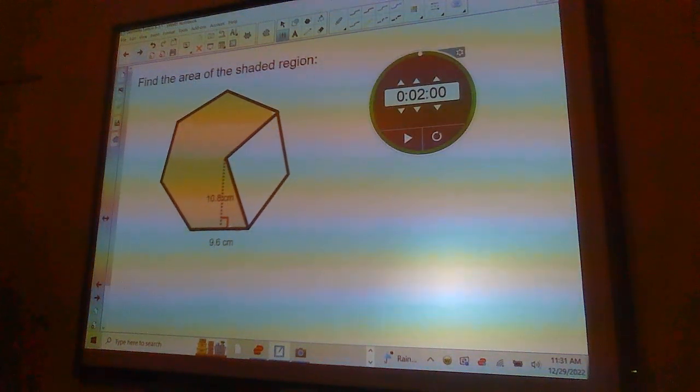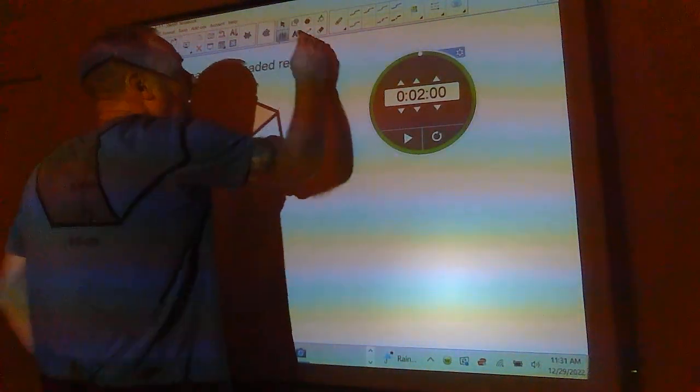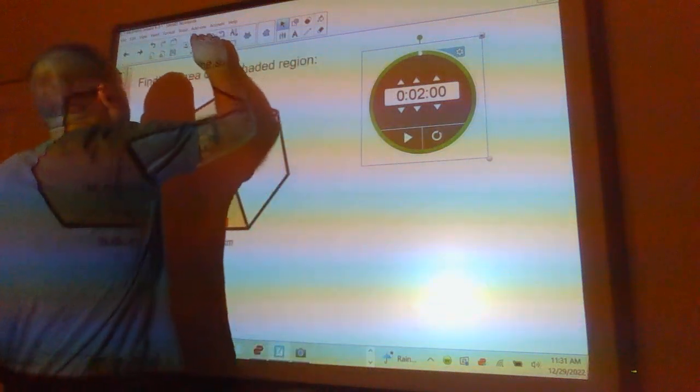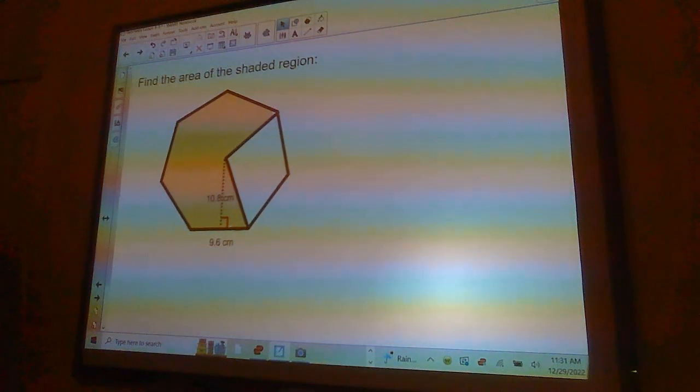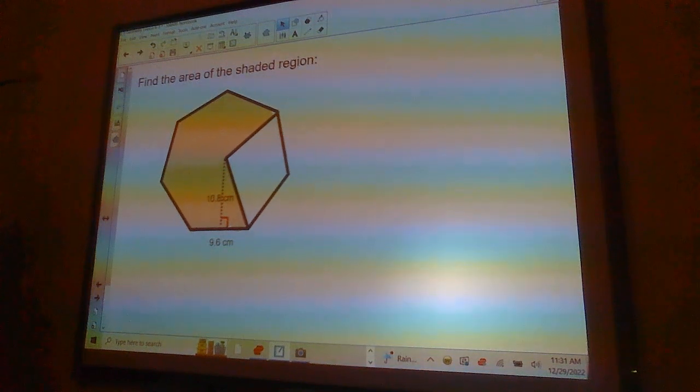Find the area of the shaded region. So, again, this is one where we won't need a timer here. I'm going to go ahead and let you pause the video and work on this and see if you can figure it out for a couple minutes, and then jump back on and see if you got it right.